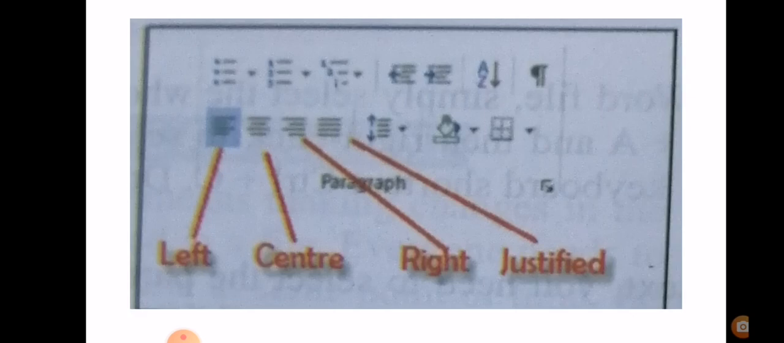Aligning text. Microsoft Word provides 4 different ways for aligning text in a paragraph: left alignment, right alignment, center alignment, and justify. This you can see on your screen. This is left, center, right, and justify. These all are the 4 types of alignment.